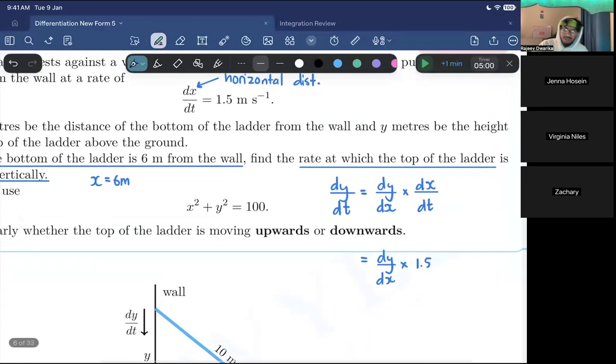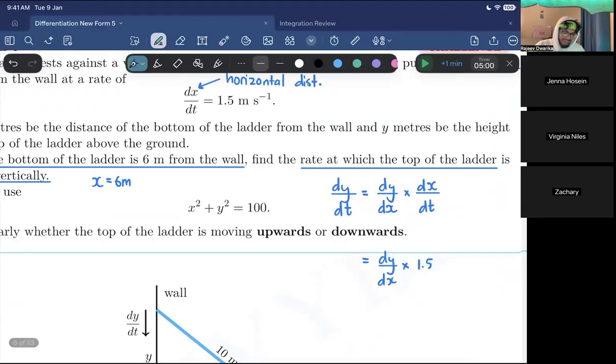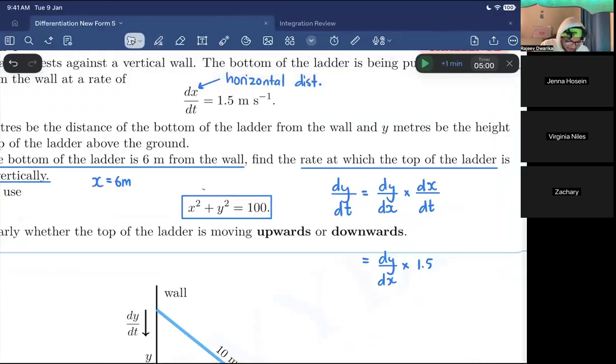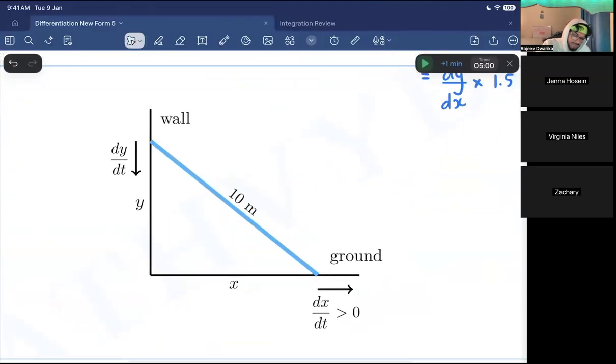Now, Zachary, everybody in class is probably scratching their head wondering where that came from. So, for us to handle this question, wouldn't it be convenient if we had an equation that related the horizontal distance and the vertical distance? So let me cook. What remains constant here, always, in this diagram? The length of the ladder.